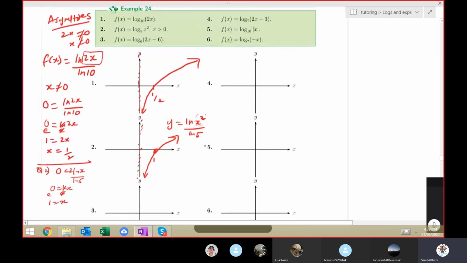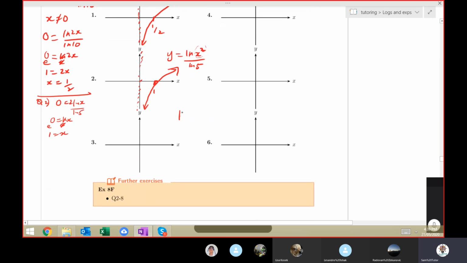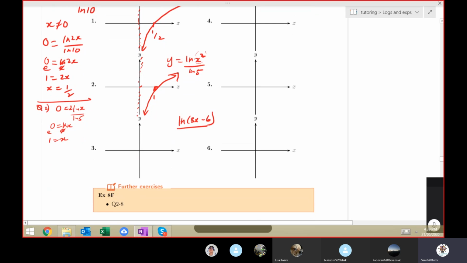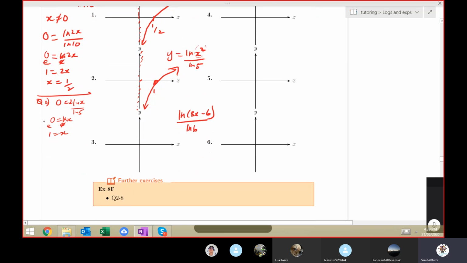So do another one, log 3x take away 6. You're realizing these denominators don't do anything, right? These log 6s. Because by the time you multiply by 0, it doesn't do much. But anyways, it's good to get used to writing your equations like that. Okay.